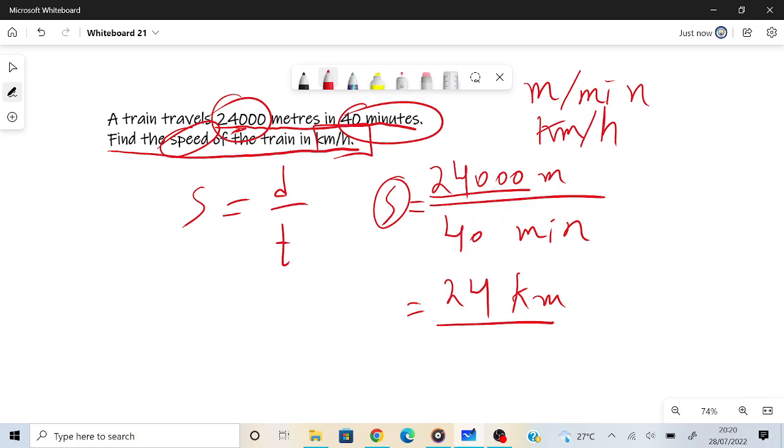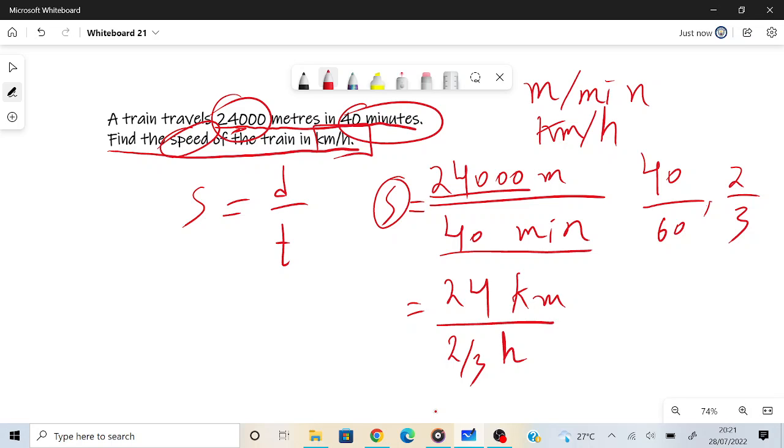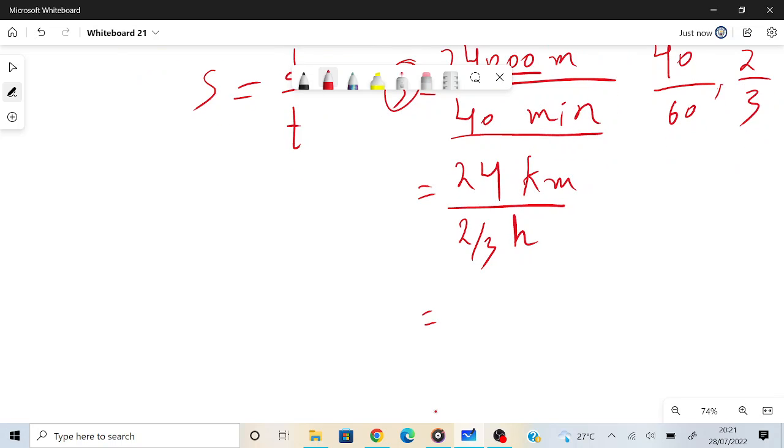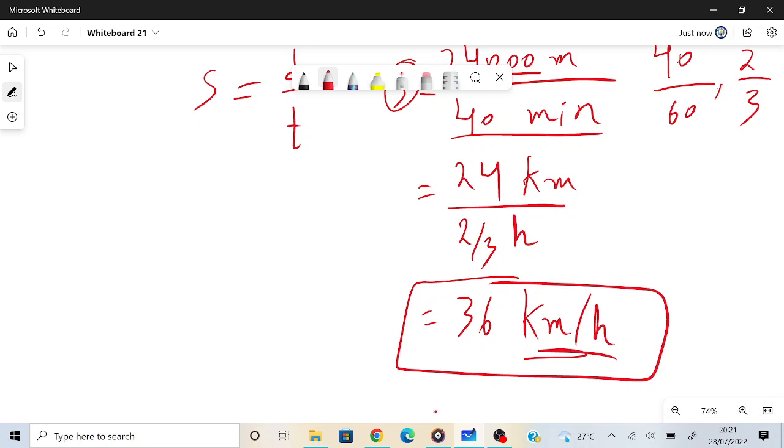All of that divided by the 40 minutes, but written in terms of hours. We know that an hour has 60 minutes, so this will simply be 40 over 60, and if you simplify this, you would get 2 over 3. It's 24 kilometers divided by 2/3 of an hour. Doing this in your calculator, 24 divided by 2 over 3, you should get 36 kilometers per hour. Always remember to write your units in your final answer, very crucial. And that is the answer for that question.